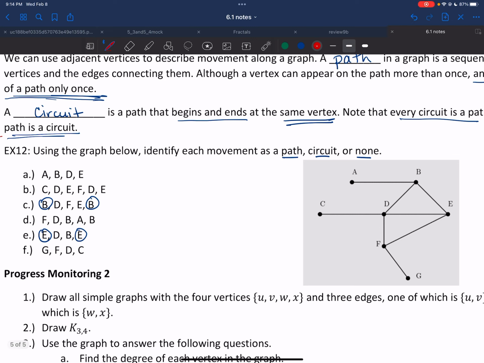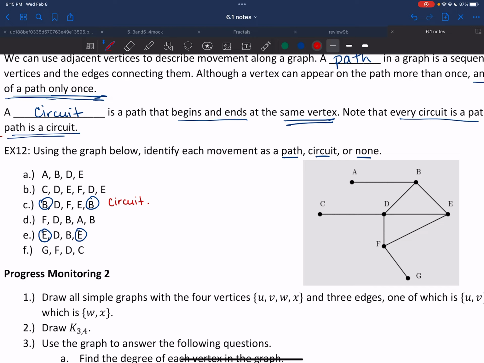So I go from B to D, from D to F, from F to E, and then from E back to B. Okay, so each of my edges is used only once, so it is a path, but it's also a circuit because it has connected back to itself. So there's a circuit. Let's go ahead and take a look at the next path.